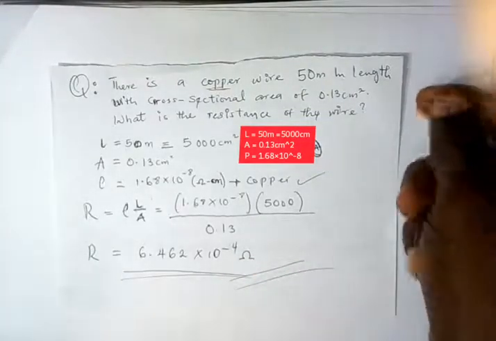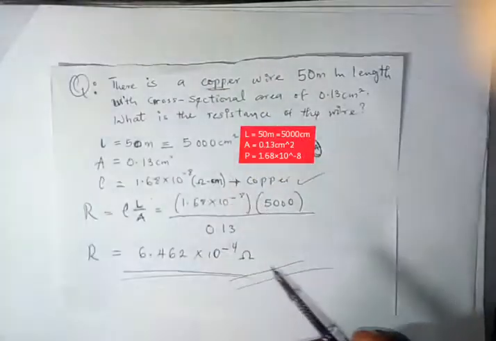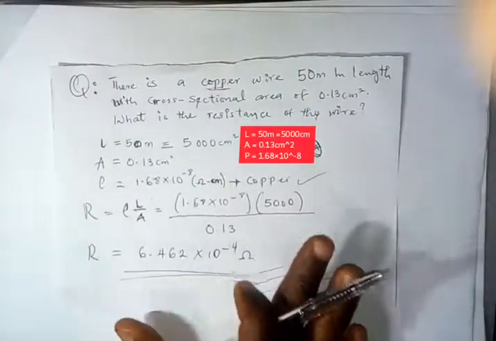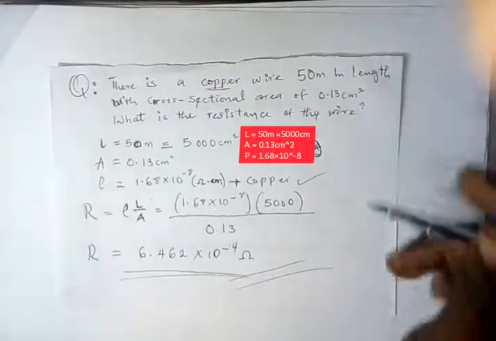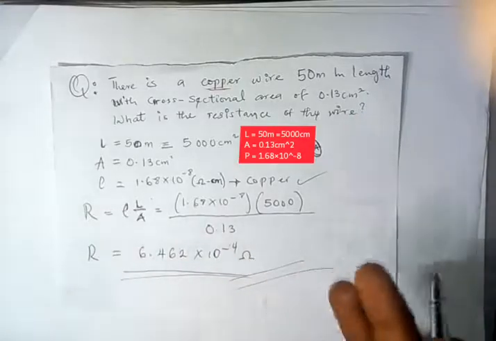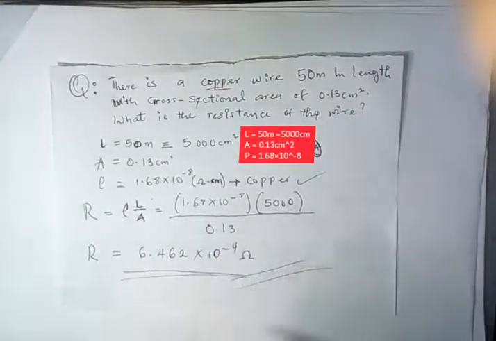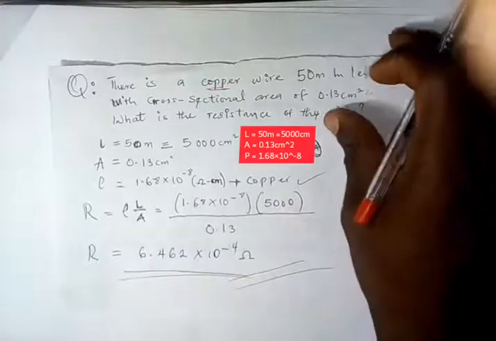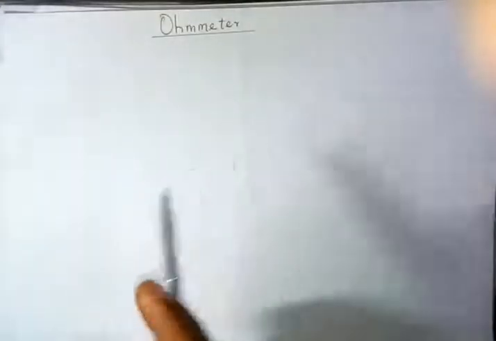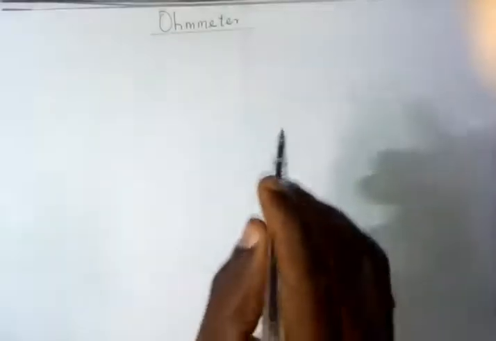Now, instead of having something like this, though this is applicable and is okay, what if we need to measure? Is there any way we can measure the resistance of a particular resistor in a conductor? Of course, there is. We have a particular device we call an ohmmeter. That is what we are going to quickly discuss right away. An ohmmeter is an instrument that can be used to measure resistance in a particular wire conductor.